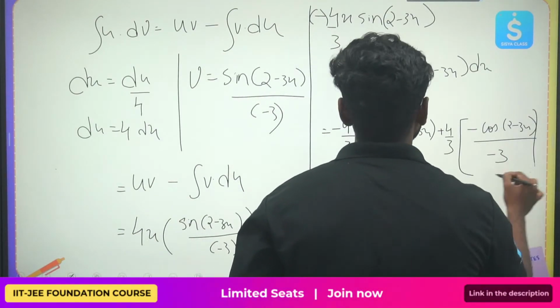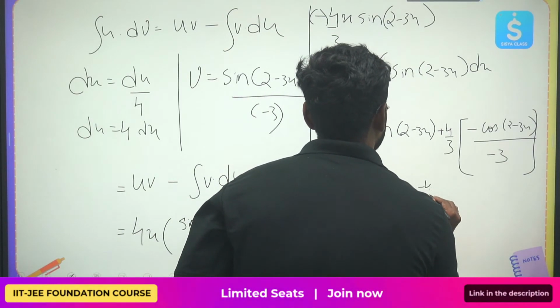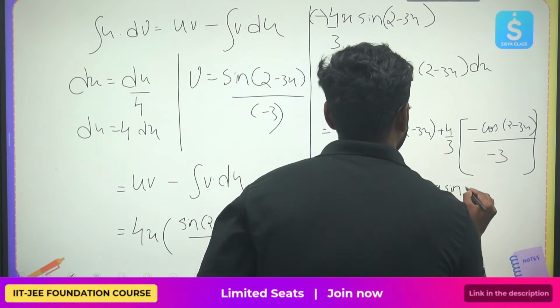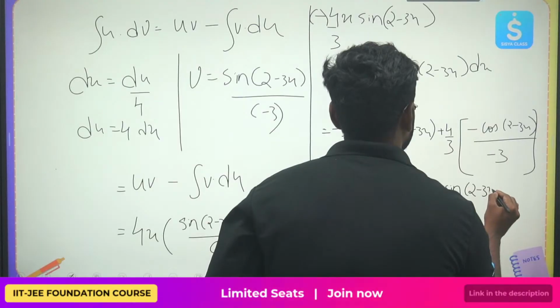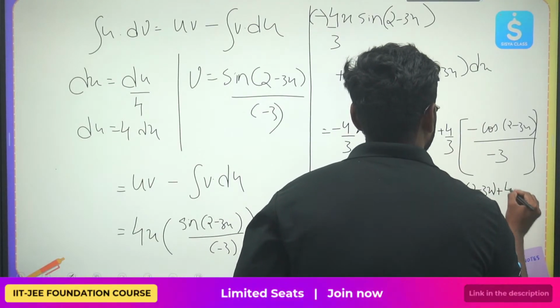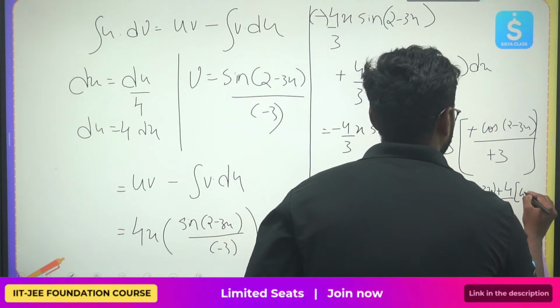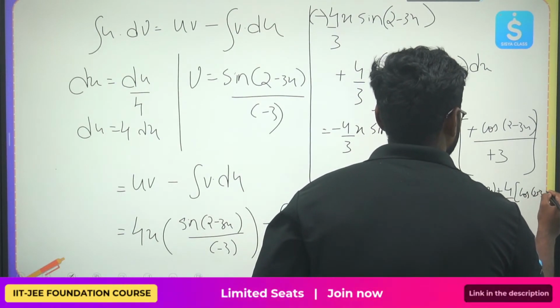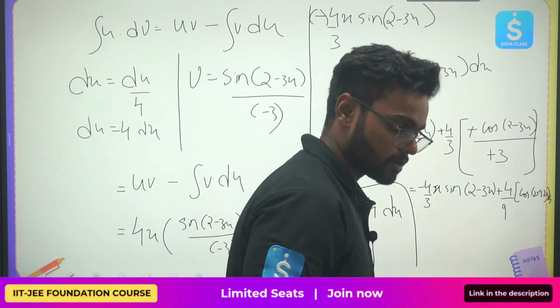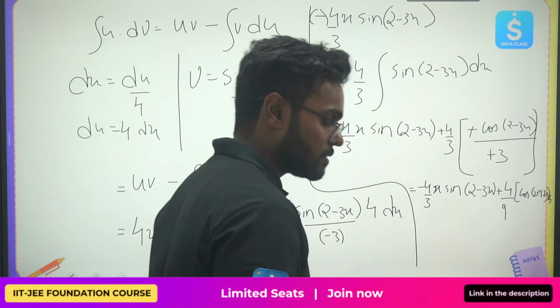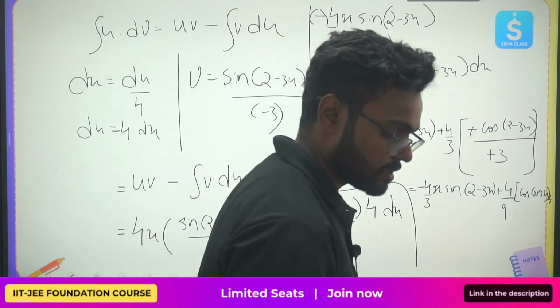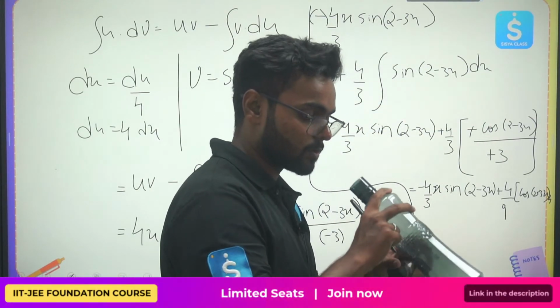So if I open this, this would be minus 4 by 3 x sin(2 minus 3x) plus 4, because minus minus, 4 by 9 of cos(2 minus 3x). Hope you understood this. Minus 4 by 3 x sin(2 minus 3x) plus 4 by 9 cos(2 minus 3x) plus c.